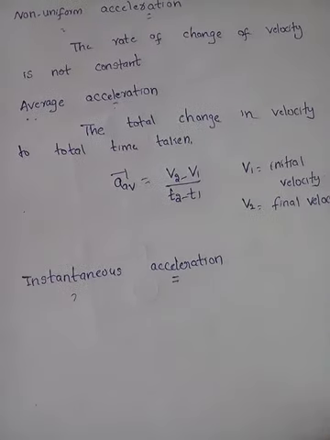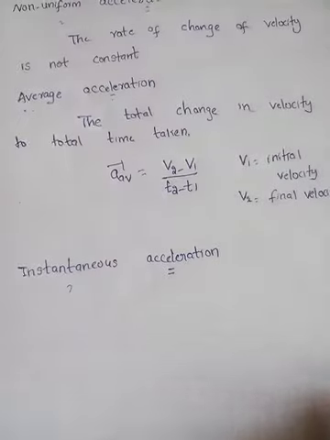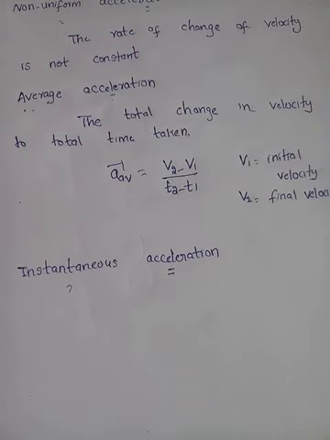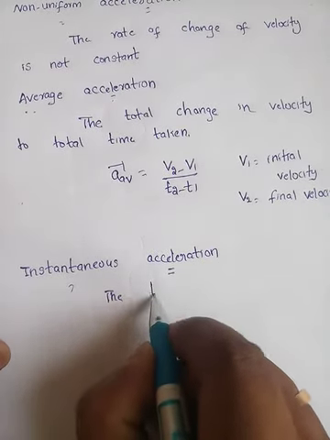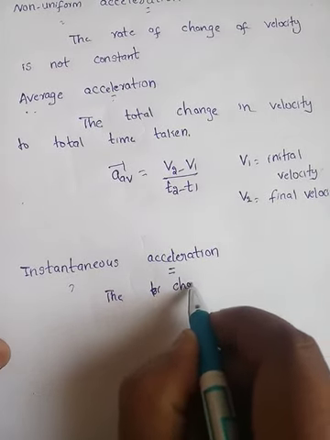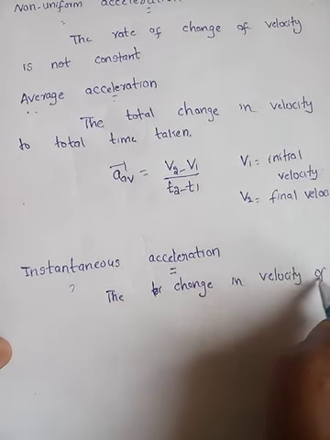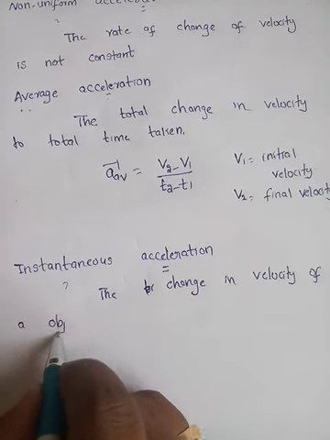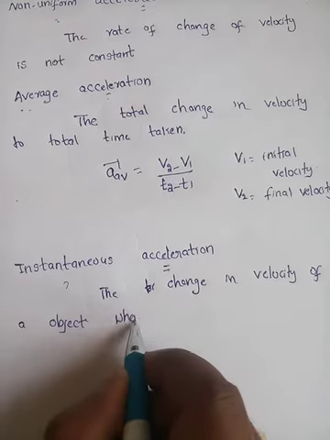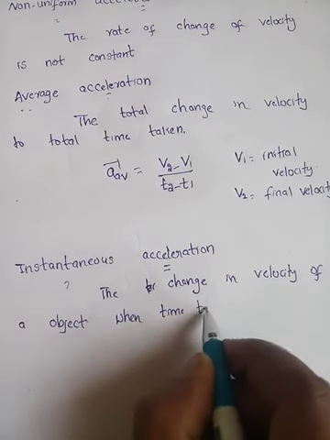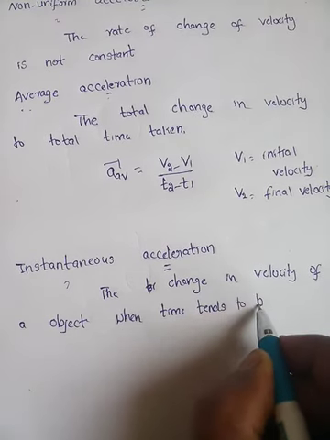instantaneous acceleration. What is instantaneous acceleration? It is the small change in velocity when time tends to 0. In a very small fraction of a second, whatever change of velocity you have made, that is called instantaneous acceleration. So, the change in velocity of an object when time tends to 0.